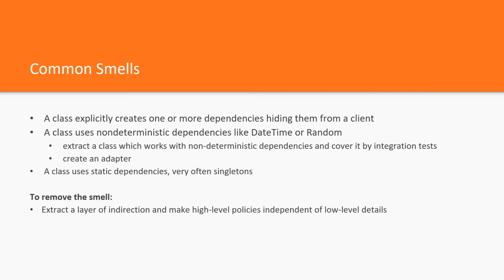The main idea of removing the DIP smells is that you need to extract a layer of indirection and make the class which violates the DIP dependent on that layer of indirection. Another principle which often helps is the single responsibility principle. Adhering to the SRP often helps to avoid extracting useless interfaces. In the next lecture, we will summarize what we learned in this section.